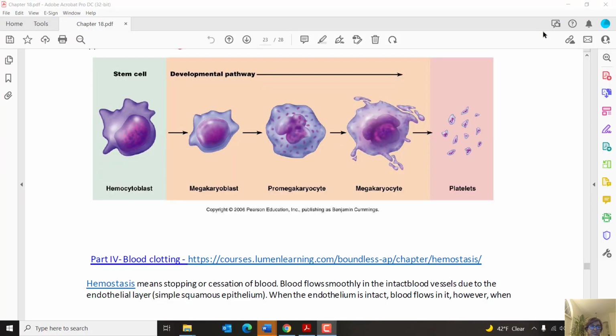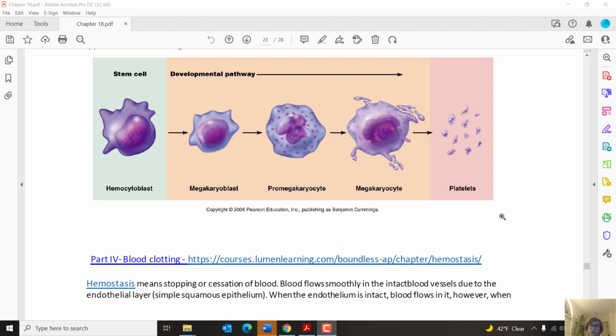Let's talk about hemostasis, not homeostasis, but hemostasis, which is the physiology of blood clotting. Blood clots whenever there is any damage to the intact endothelium or the simple squamous epithelium. So when we talk about blood clotting, we normally think about a finger being cut or any of the cuts that we have on the epithelium on the outside.